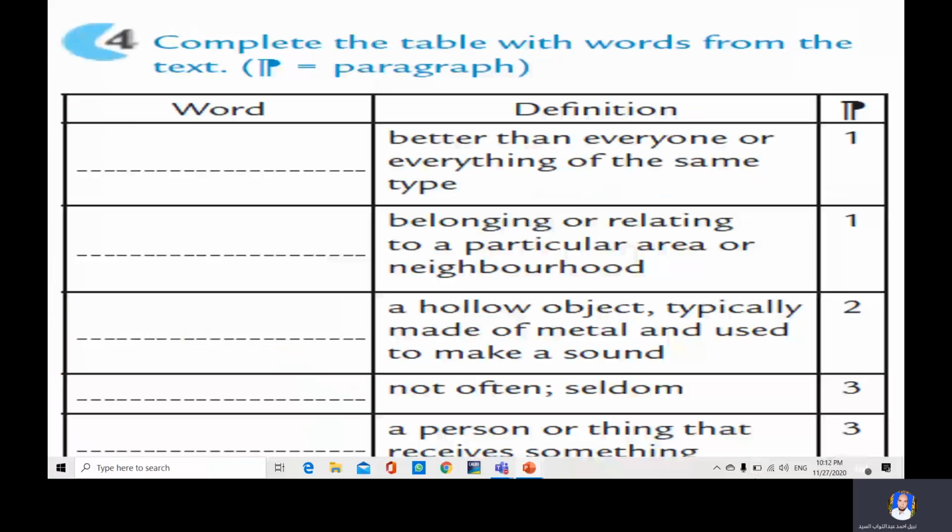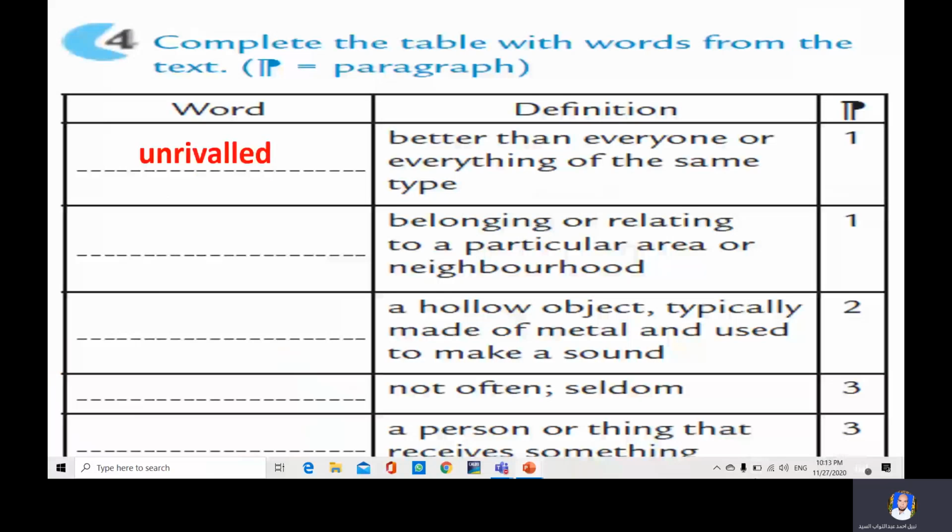Now you are going to complete the table with words from the text. The letter P refers to the number of the paragraph. So you are going to read the definition on the right and give me one word from paragraph 1 or paragraph 2 or paragraph 3. Which word means better than everyone or better than everything of the same type? Unrivaled, or unique, outstanding.